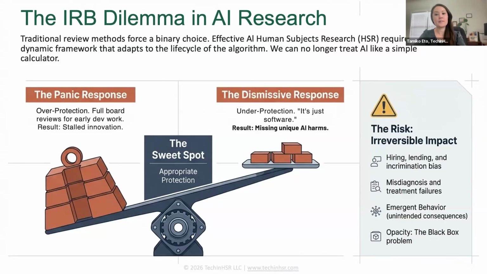And so I want to underline one thing, and that's we can no longer treat AI like a simple calculator because a calculator does not learn. It doesn't drift. It doesn't fail in ways that are invisible to people using it. But AI does all of those things. And that's going to change the oversight calculus entirely.